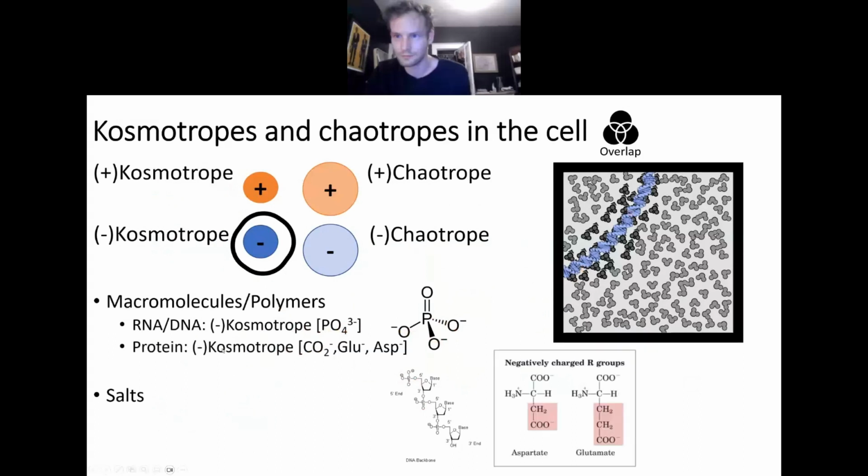Proteins, the negative charges on proteins are carboxyl groups. So aspartic acid and glutamic acid are both cosmotropes. Water is very strongly attracted to both of these, which means that all the large polymers in the cell are negatively charged cosmotropes.